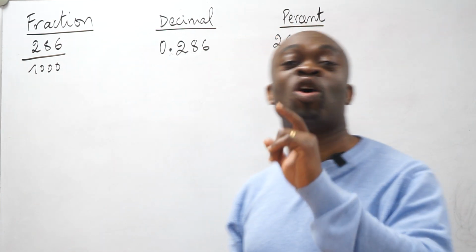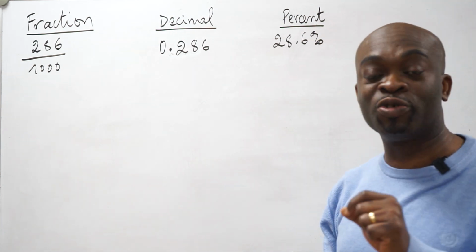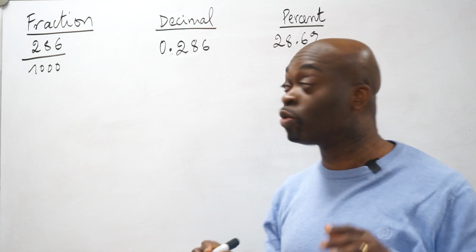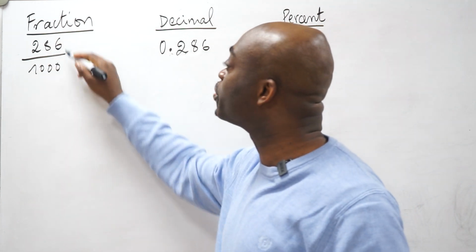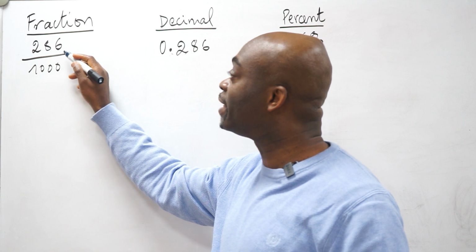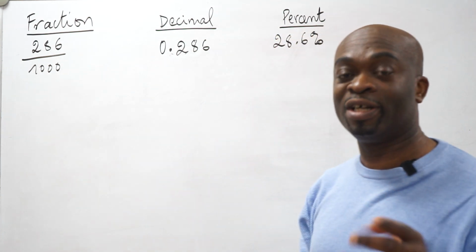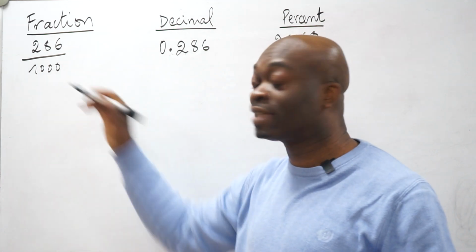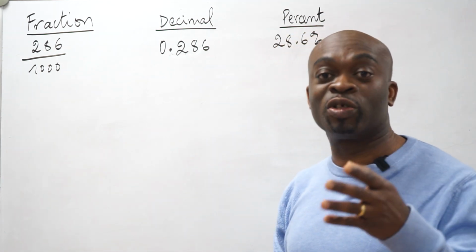But remember, fractions are always something that you need to reduce to the lowest terms, always and always. In math, that's how it goes. So can we now reduce this one to the lowest terms? If you look at the top number, 286, it's an even number, and an even number is always divisible by 2. 1,000 is also an even number, so it's also divisible by 2.